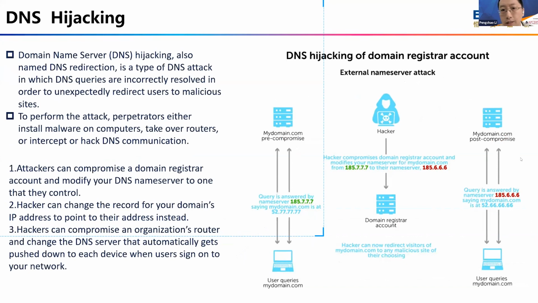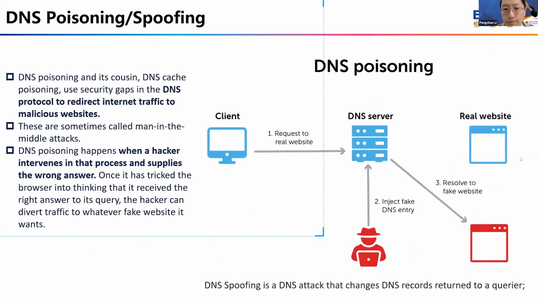resolved in order to unexpectedly redirect users to malicious sites. Let's take the external name server attack, for example. Attackers can compromise a domain registrar account and modify your DNS name server to one that they control. Furthermore, hackers can compromise an organization's router and change the DNS server that gets pushed down to each device automatically when users sign on to your network.